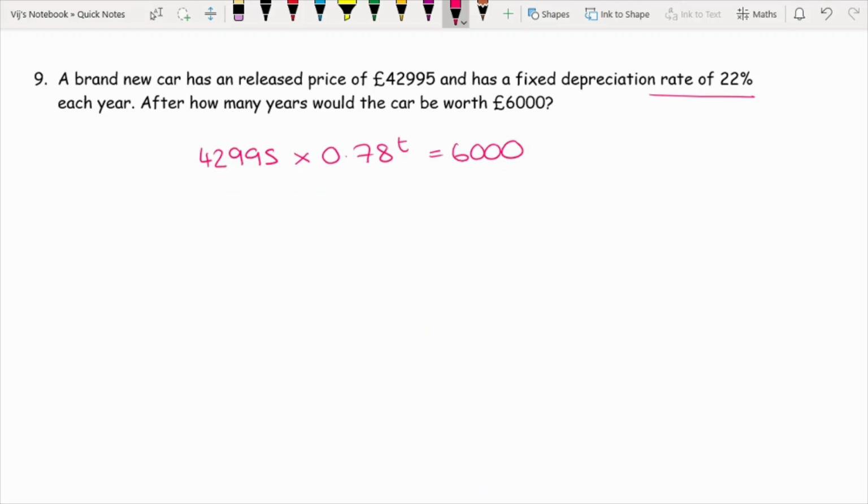So not equals. If it was less than £6,000, the inequality would be going in this direction.